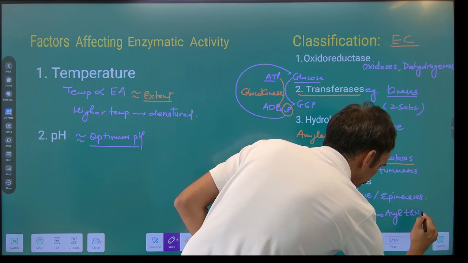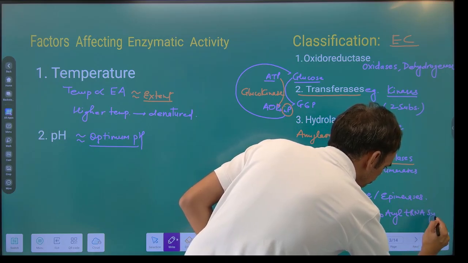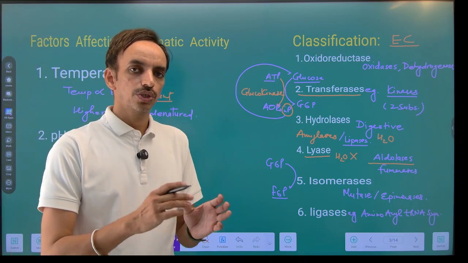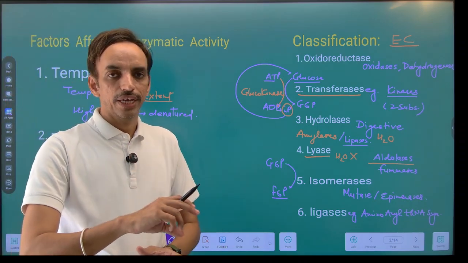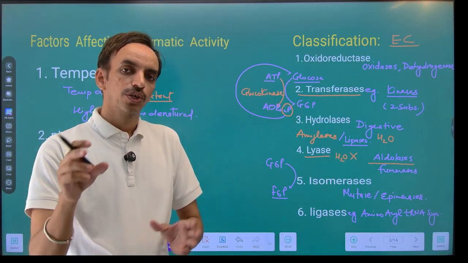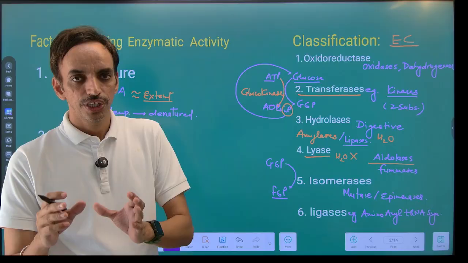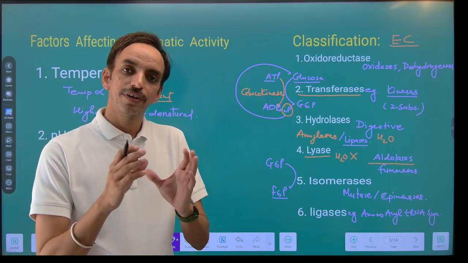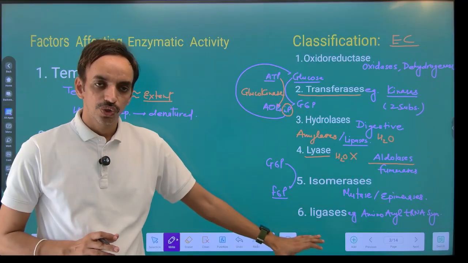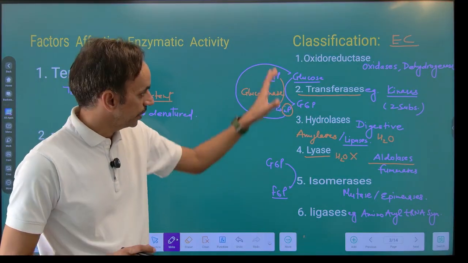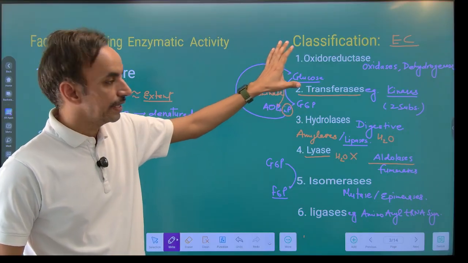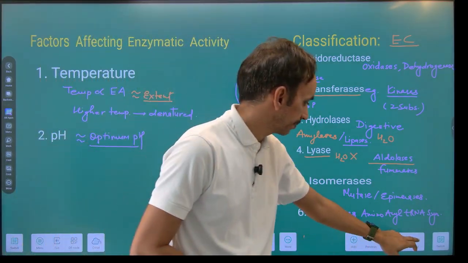The sixth category we have is the ligases, and a classical example of ligase is the aminoacyl tRNA synthetase. The function of aminoacyl tRNA synthetase is to add the amino acid onto the tRNA as per the anticodon sequence, to convert a tRNA into the charged tRNA during the process of translation. So aminoacyl tRNA synthetase belongs to the category of ligases. So these are the 6 categories of enzymes determined by the Enzyme Commission.